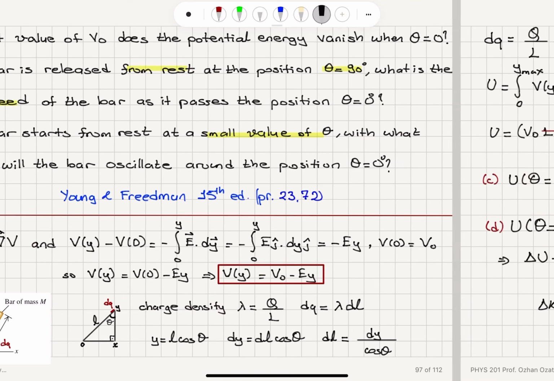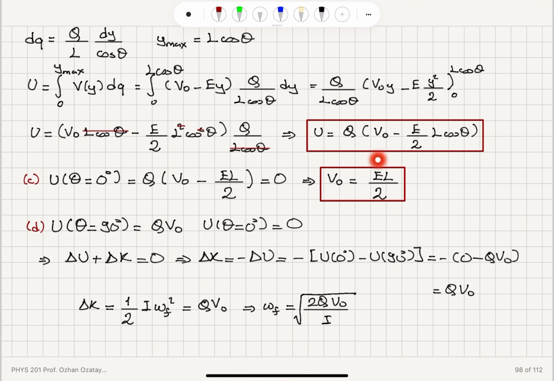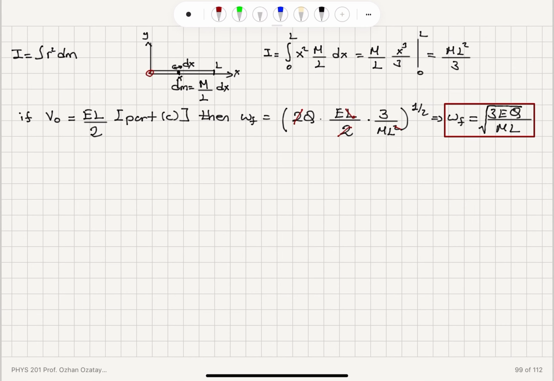Okay, remember that we have this potential energy expression we obtained in part B. Now we are very close to the angle theta equal to 0. So let's find how this potential energy behaves in the vicinity of theta equal to 0 degrees. Let's look at the Taylor series expansion of cosine theta around theta equal to 0 degrees.